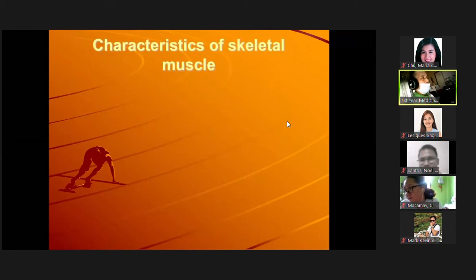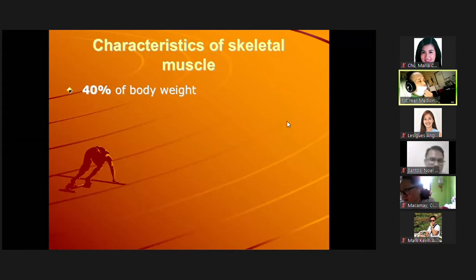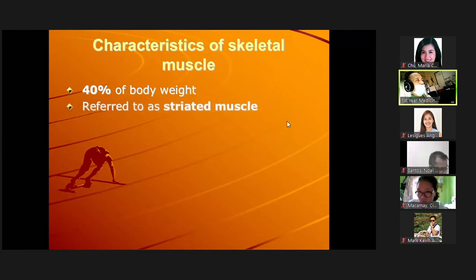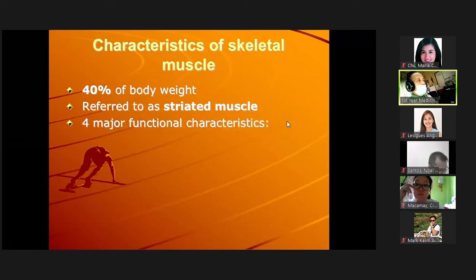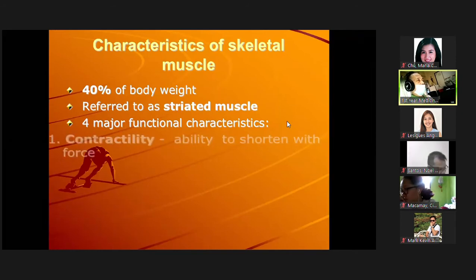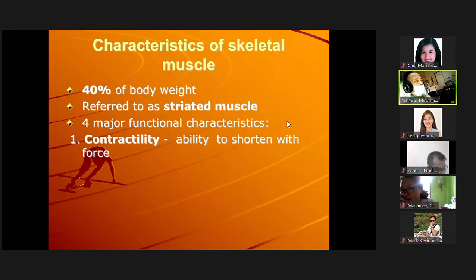Characteristics of skeletal muscle. 40% of our body weight is made up of skeletal muscle. So if you are 100 kilos, 40 kilos will be the weight of your muscle tissues. It is always striated. The four major functional characteristics of skeletal muscle: you have contractility, the ability to shorten with force.